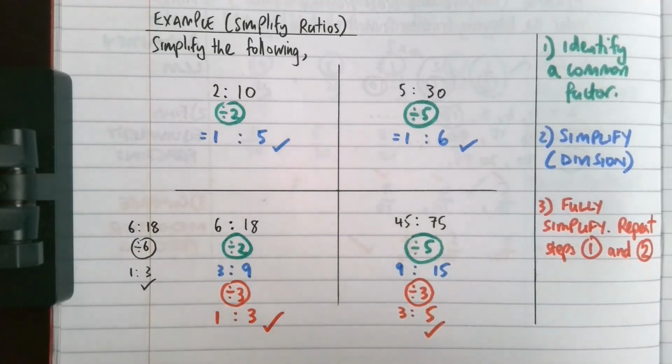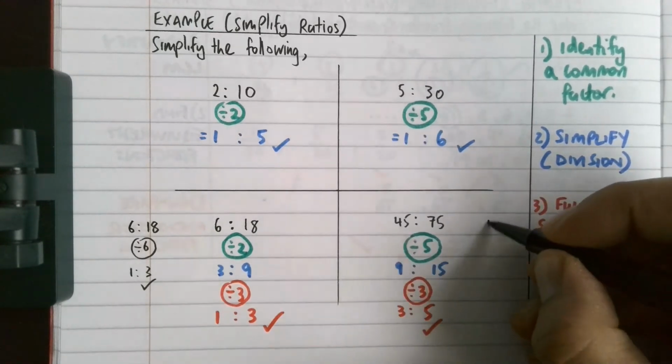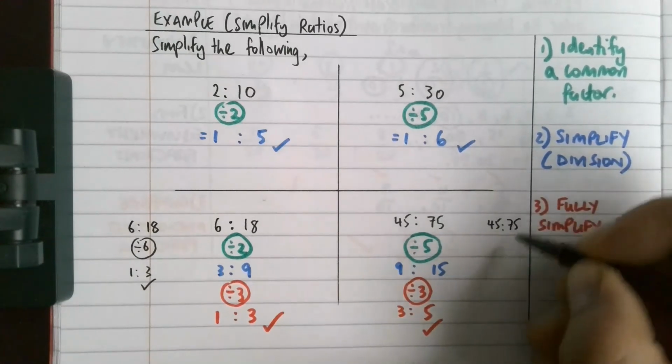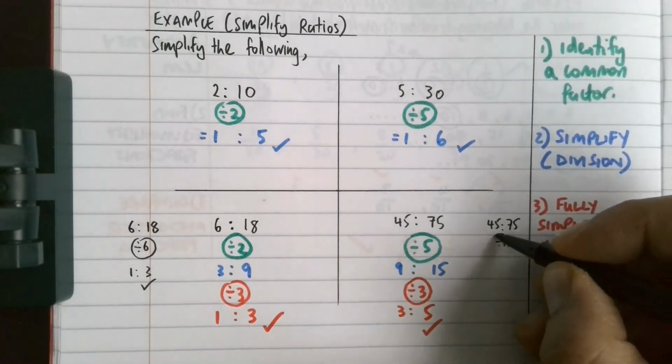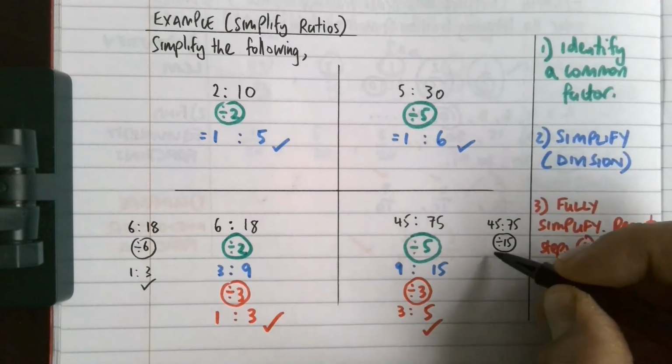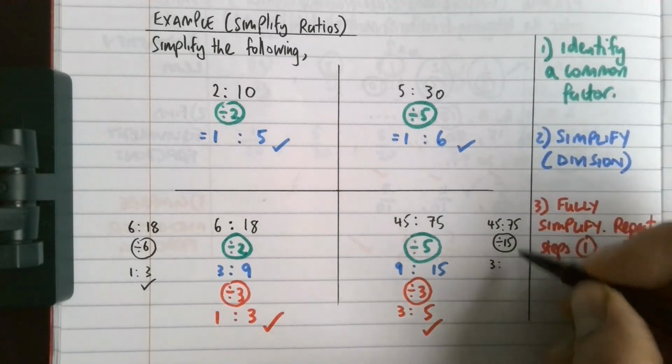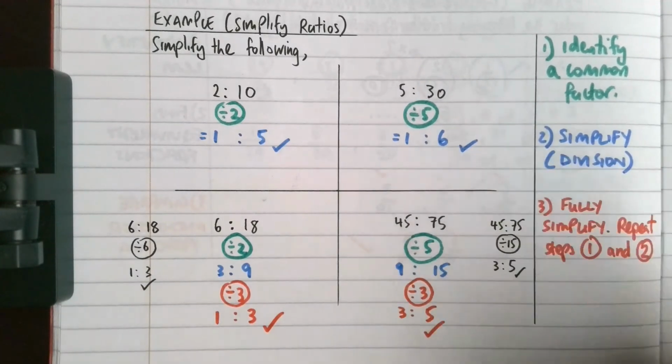But for those of you again that could identify that 15 goes into both 45 and 75, you could divide 45 and 75 by 15, which is the highest common factor. So in the previous example, 6 was the highest common factor. In this case, 15 is the highest common factor. So you can simplify in one step.